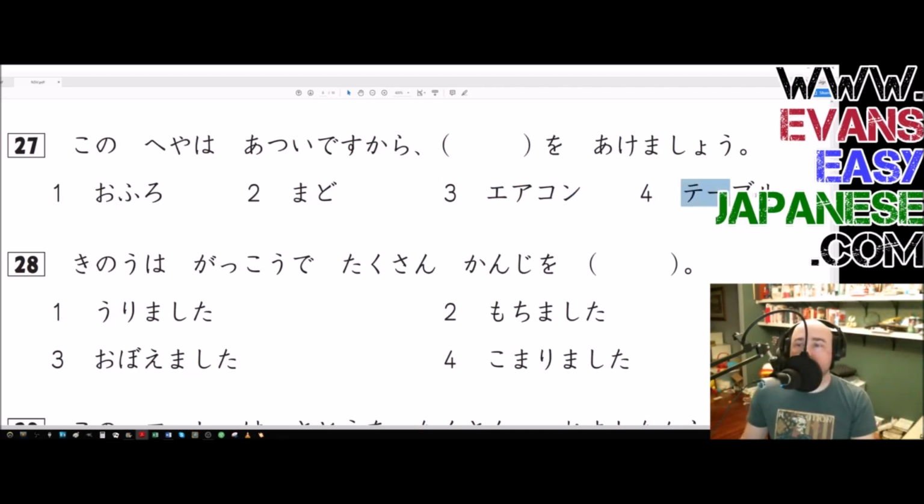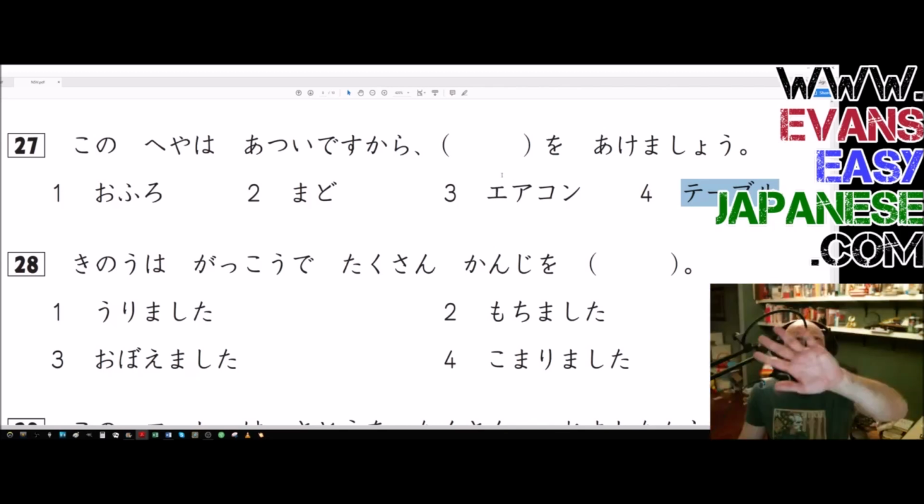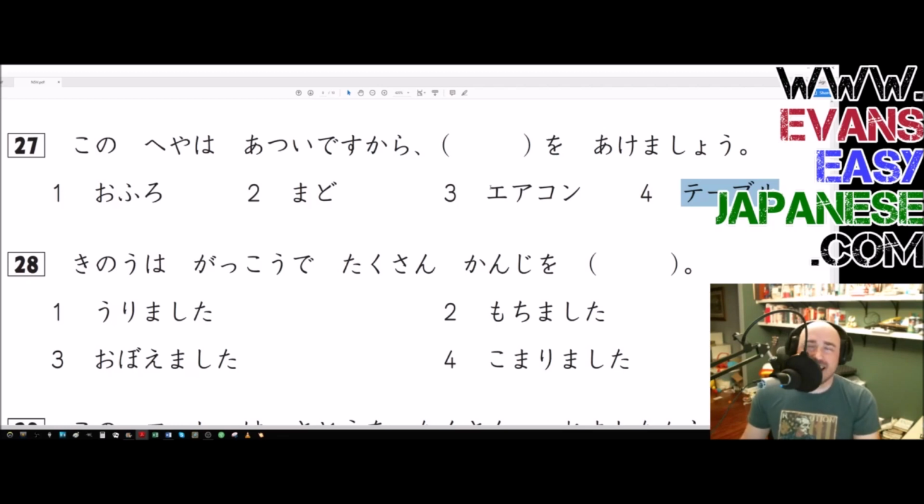And number 4 is table. Let's open the table. That makes sense. Hey, man, this room is hot. Can we please open a table? Someone open the table for me because it is hot in here. All right. If you get the reference of these are not the answers you're looking for, I think everyone gets that reference, right? If you don't get the reference, then please comment and I will happily tell you what that's a reference to.